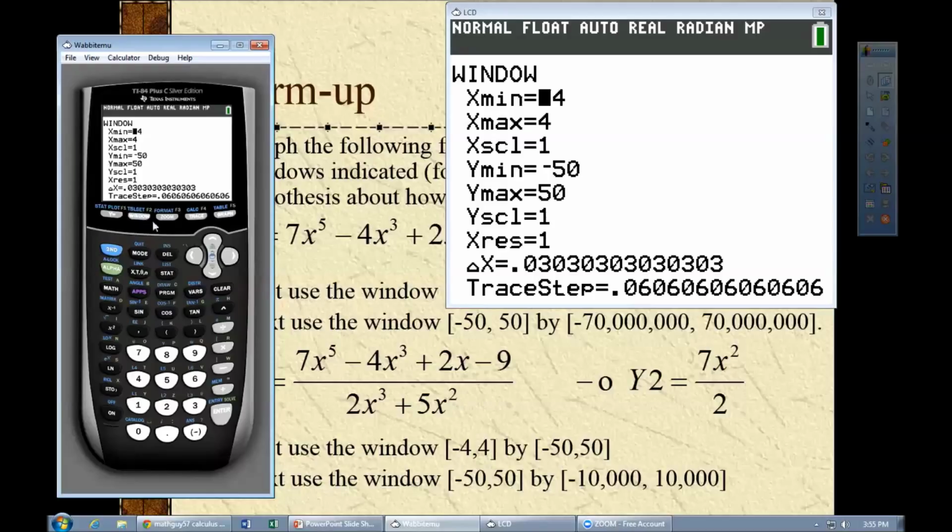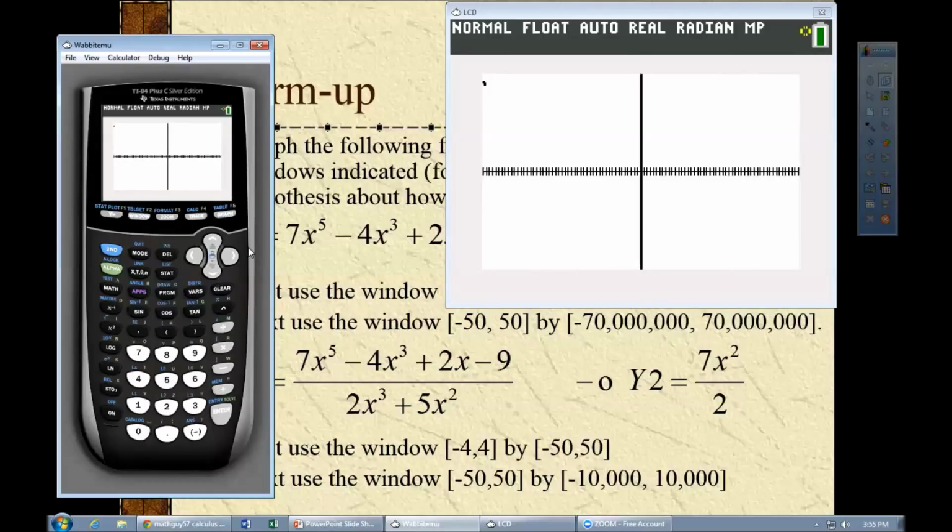Let's change our window. I'm going to change x min, x max to -50 to 50. And y min, y max -10,000 to 10,000. Now let's compare those graphs.